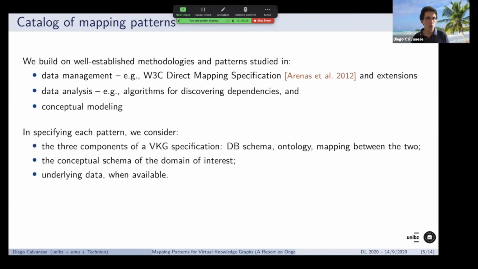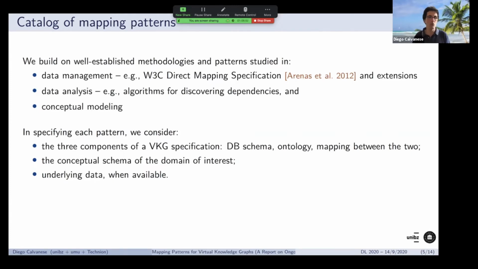And what we do in specifying each pattern, we consider, first of all, the 3 components of the VKG specification: the database schema, the ontology, so the T-box axioms, and the mapping between the two. And then also, and this is a new element in our proposal, we consider the underlying conceptual schema of the domain of interest on which essentially we assume that the database was built.